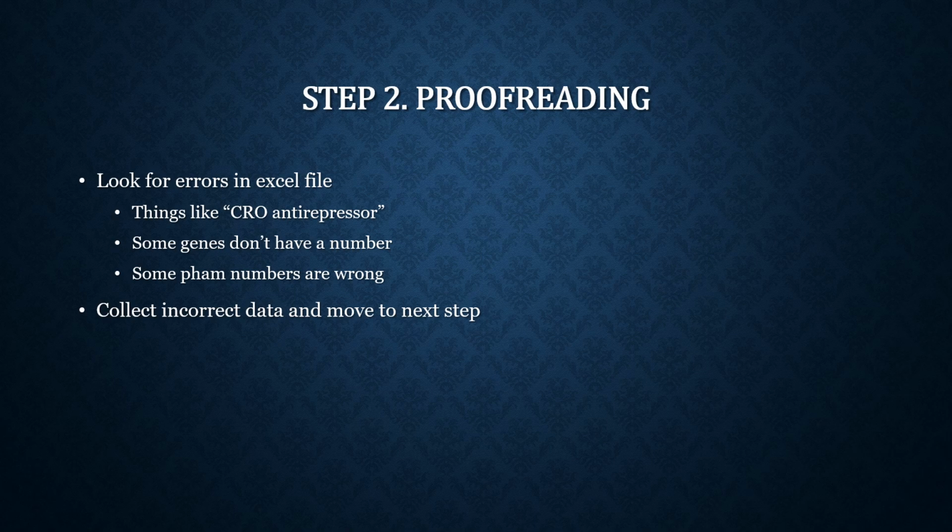My command line obviously wasn't perfect because I still had to proofread the Excel document to get only the information that I wanted. I looked in the Excel document and filtered out all of the things that were not called as just a repressor or an immunity repressor or something like that. These are things like the CRO anti-repressor protein. If the gene note said anti-repressor or something like that, I would delete it out of the Excel sheet because that isn't the gene I was looking for.